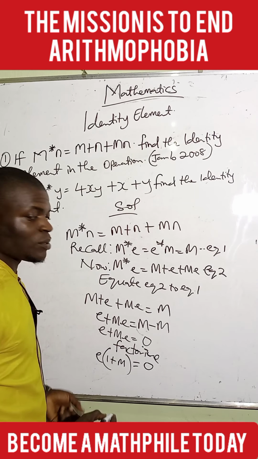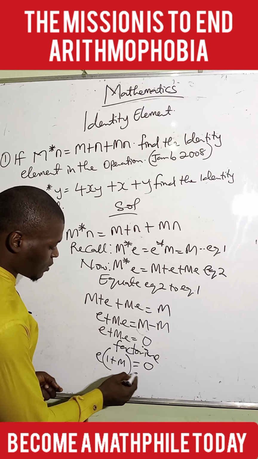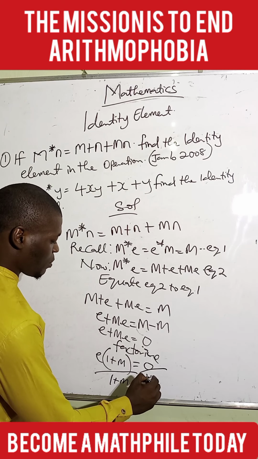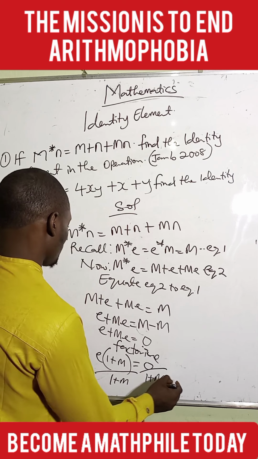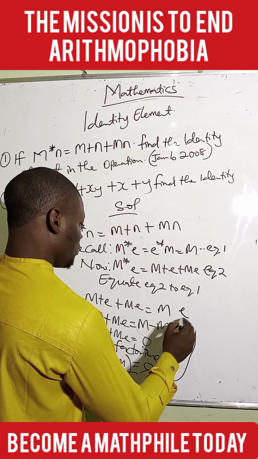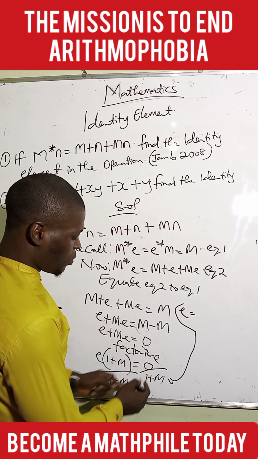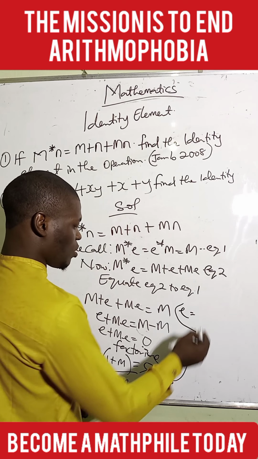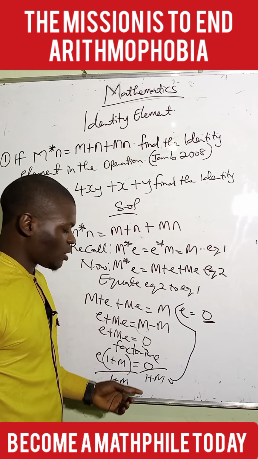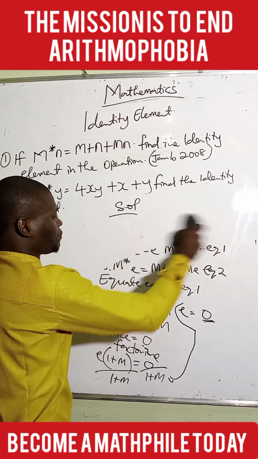And for me to make E subject of the formula, I have to divide both sides by the variables we have inside the bracket: 1 plus m all over 1 plus m. E will now be equal to 0 divided by this, which will always be 0. Even if we have 0 as the denominator, it is undefined, which all implies 0.